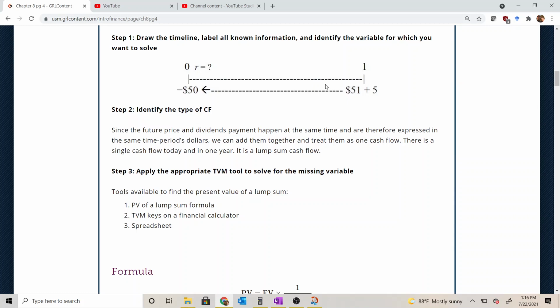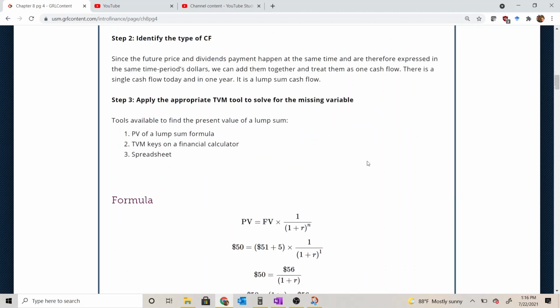Once we know that it's a lump sum, we know that we've got 3 tools that we could use. We could use the present value of lump sum formula. We could use the time value of money keys on a financial calculator or a spreadsheet. Spreadsheet, of course, we won't look at just because that is typically not accessible during an exam.